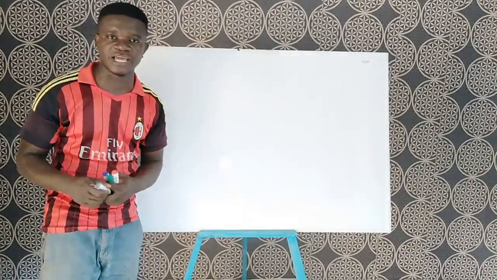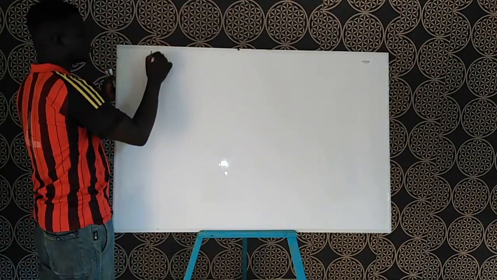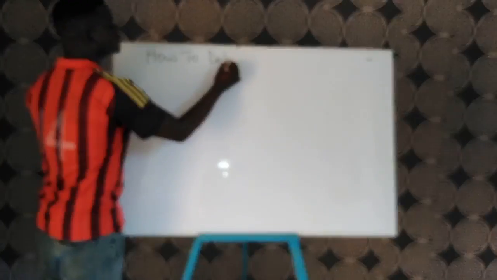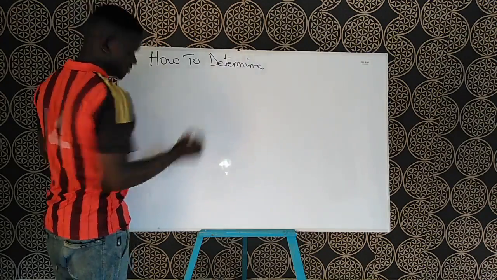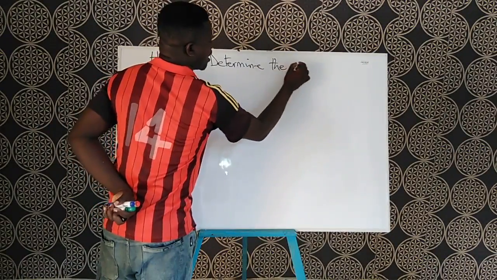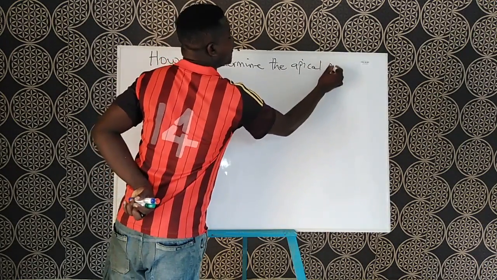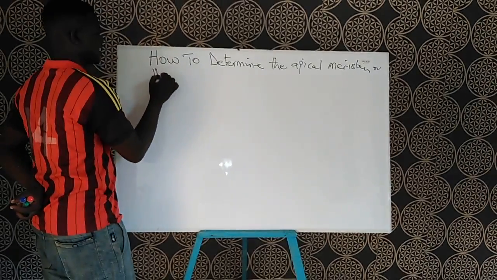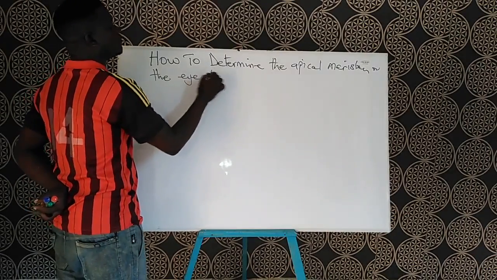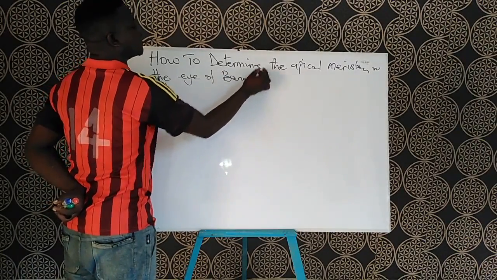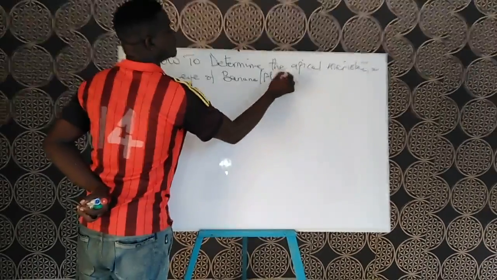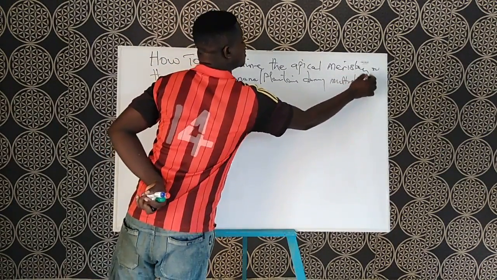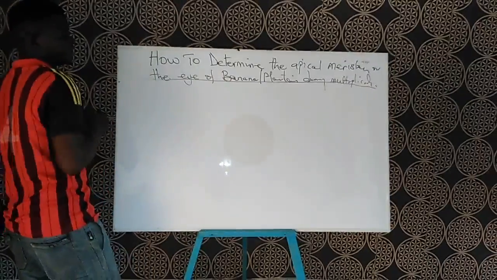Now, let's move on. Today, we are going to look at how to determine the apical meristem, or the eye, of banana/plantain during multiplication. So that is our topic for today.